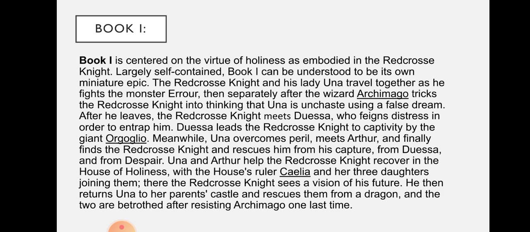So Duessa and Despair, actually, these are the personifications of negativity. These are the personifications of evils, problems, troubles like that. Una and Arthur help the Red Cross Knight recover in the House of Holiness, where the house's ruler, Celia, and her three daughters join them. There the Red Cross Knight sees a vision of his future. He then returns Una to her parents' castle and rescues them from a dragon. And the two are betrothed, resisting Archimago once and for all. So they are engaged, and then they are legally, we can say, together.